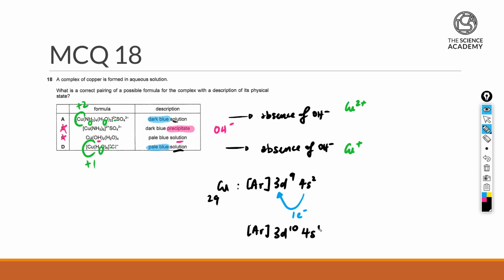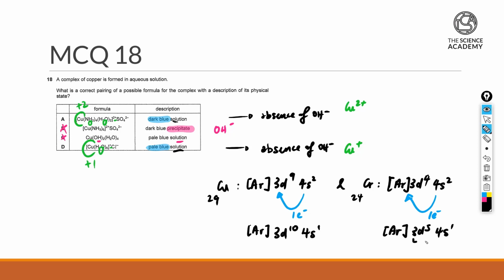Now I did mention that for chromium, that comes with a total of 24 electrons. Initially, it has a configuration of argon 4s2, 3d4. So again, one of the electrons will move down from the 4s, so that chromium can actually have a more favorable configuration of 4s1, 3d5, which is a half-filled orbital. And in the case of copper, this becomes a fully filled 3d orbital.